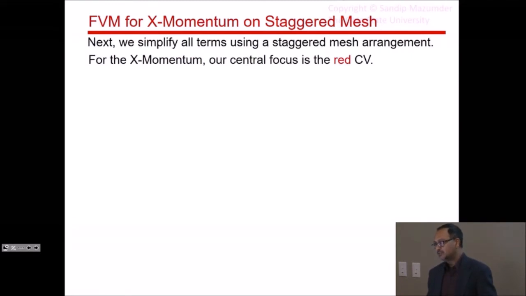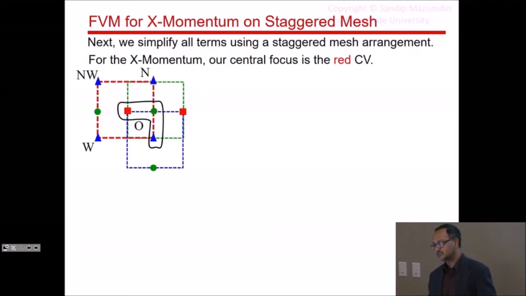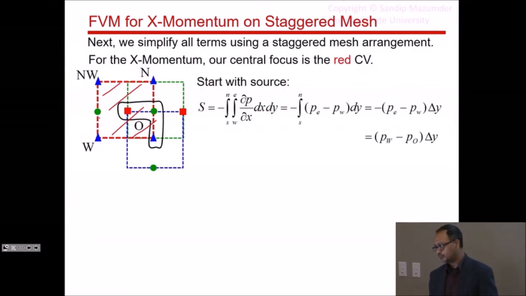All right, next we simplify all terms using a staggered mesh arrangement. For the X momentum, our central focus is the red control volume. I'll just mark it here. This is what we are looking at. That's where we are conserving our momentum. So let's start with the source term. We integrate it once, we get P east minus P west, right? Because this is an exact differential. So you're simply going to get P east minus P west.